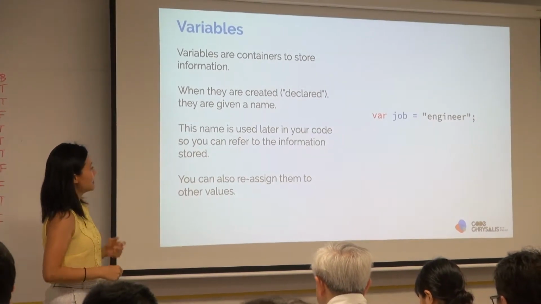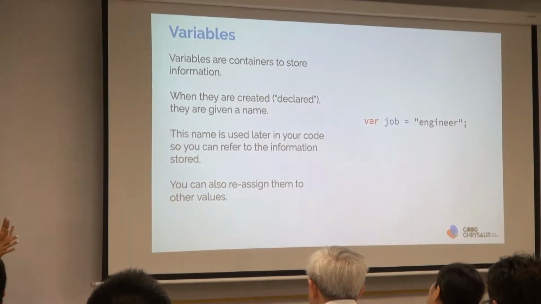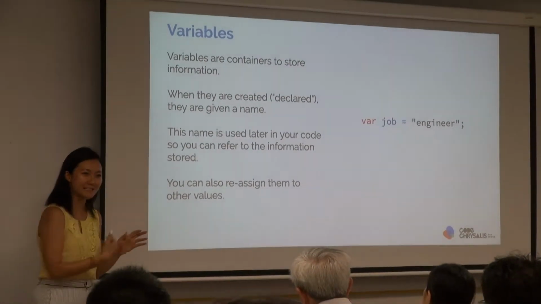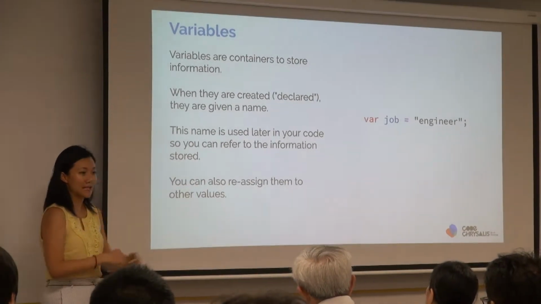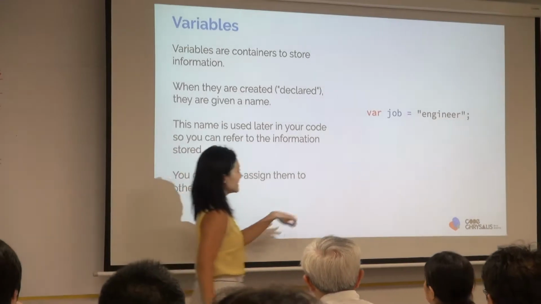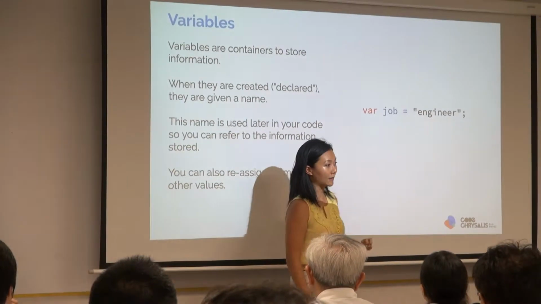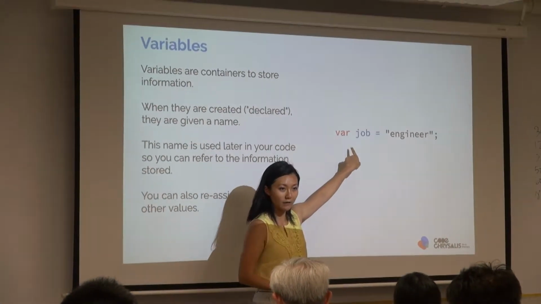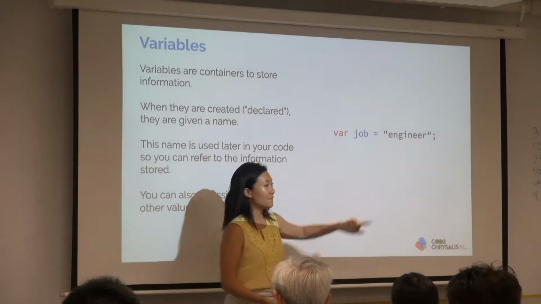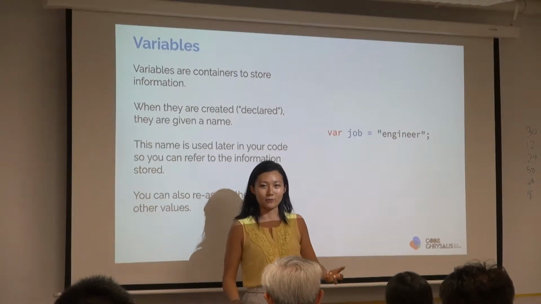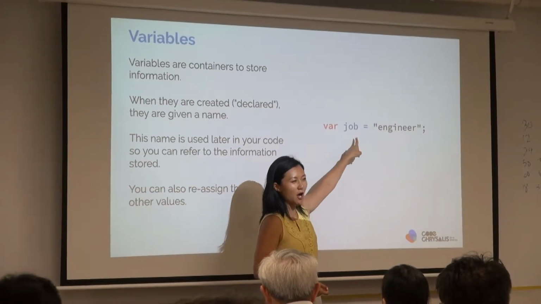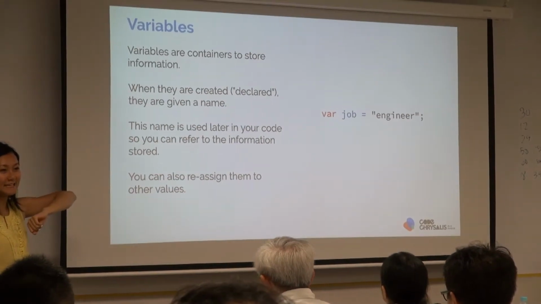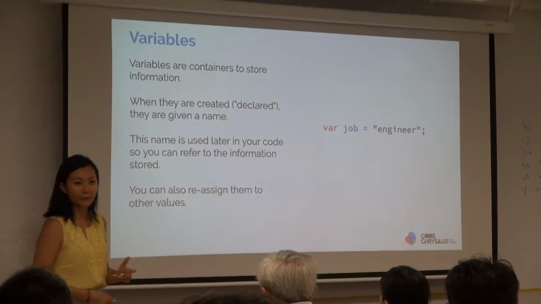This name is used later in our code, so we can refer to the information stored. And we can also change what's inside of this box. We can take something out and replace it. All right? So here's an example of what a variable creation looks like. So we have to use this special word, var, just like how we have T and F. Var means I want to create a variable. And then what do you think job is? Job is the name of our variable.